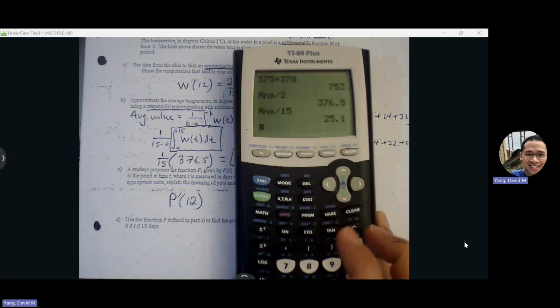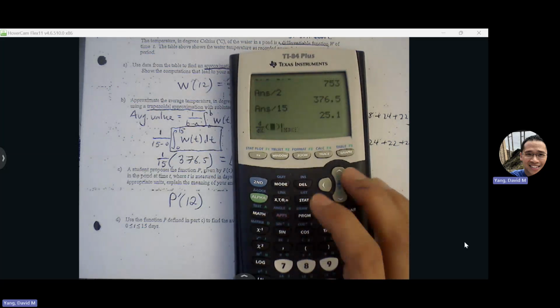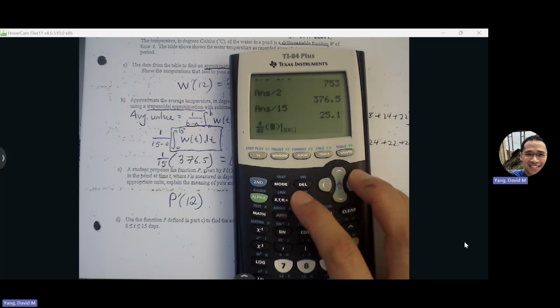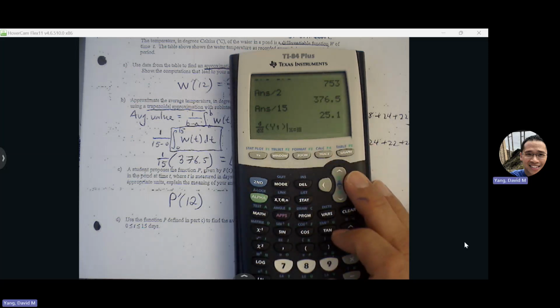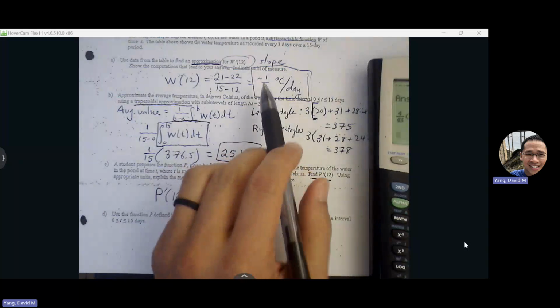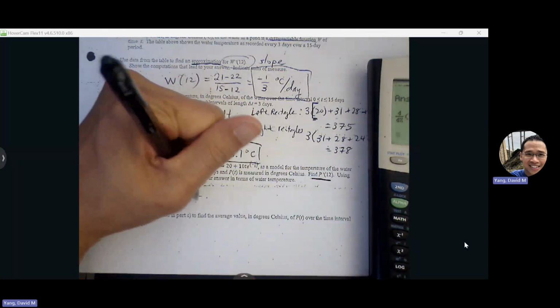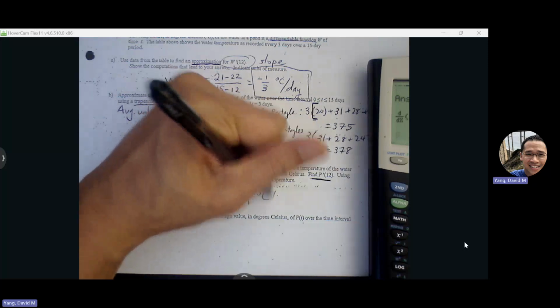So now that I have it stored under y1, I'm going to call math8 to have it do a derivative for us. So math8, alpha trace to call my y1, to call my P of t function. And I'm just asking the function to give me the derivative at 12. So the better version of part A is negative 0.549 degrees Celsius per day.